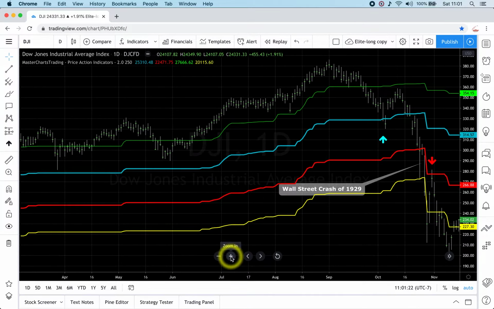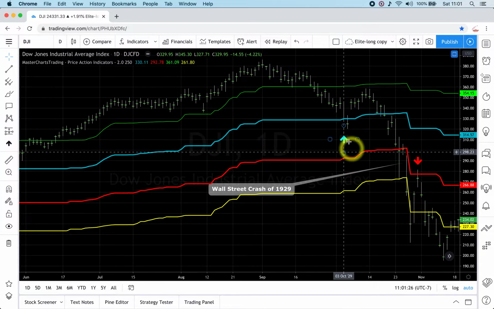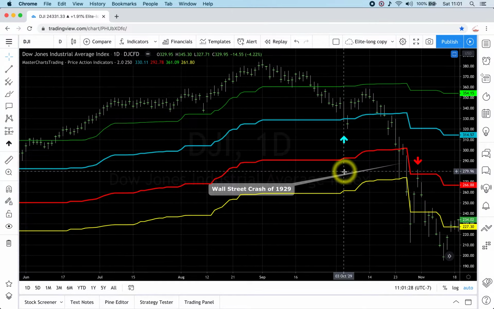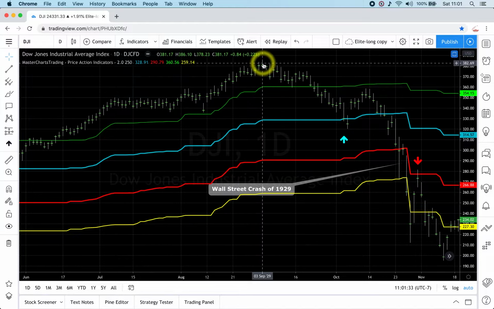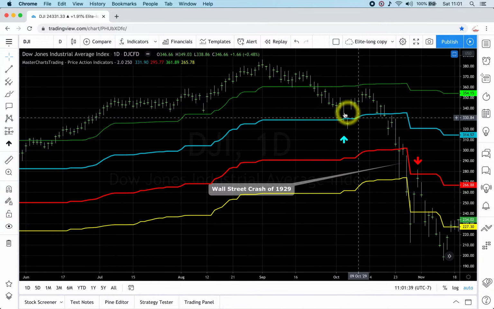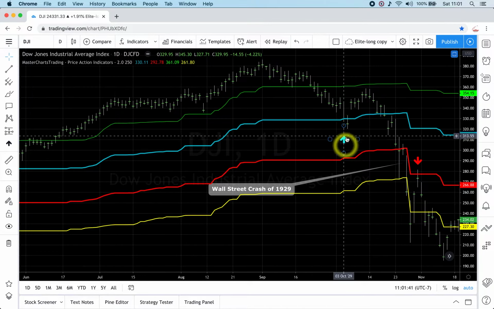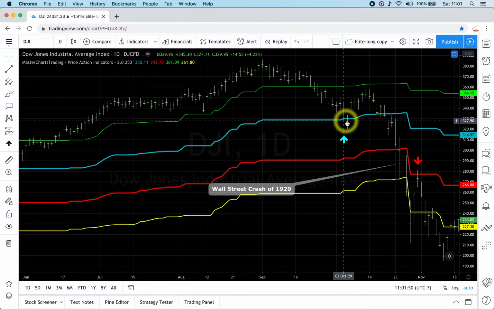So for example, this is a daily chart of the Dow Jones Industrial Average from 1929. The crash started, well, obviously there was a top. Here's the top on the 3rd of September 1929. Then prices just came down. Here you can see I would be buying here if I was alive and in possession of capital, I would be buying here on the 4th of October.